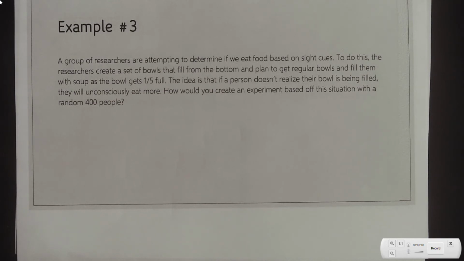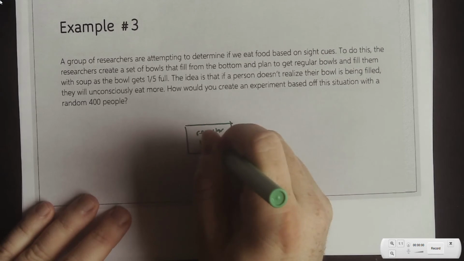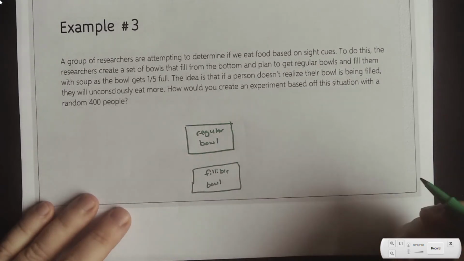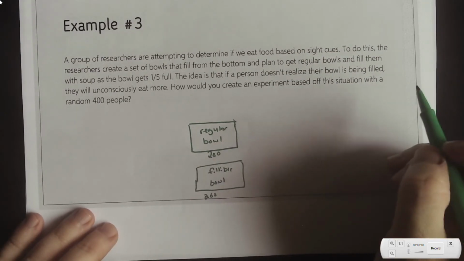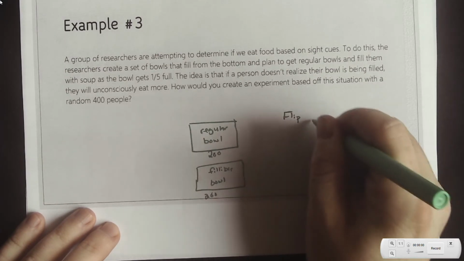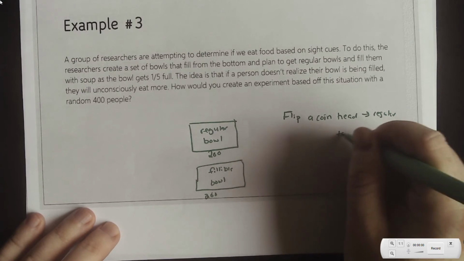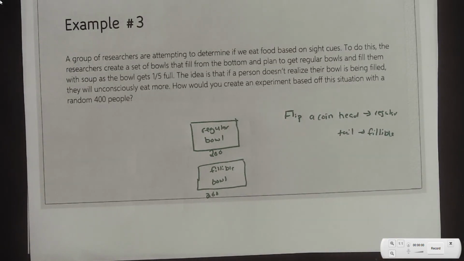There's really only two groups here. There is the regular bowl, and there's the fillable bowl. Okay, and so I'm going to have 200 people in each. There is no precursor, there's no male and female group. And then I can just say I'm going to flip a coin. Heads goes to regular bowl. Tails goes to fillable. Okay. Good.